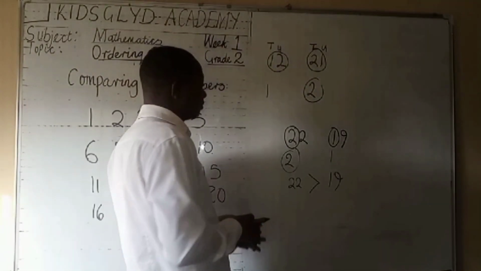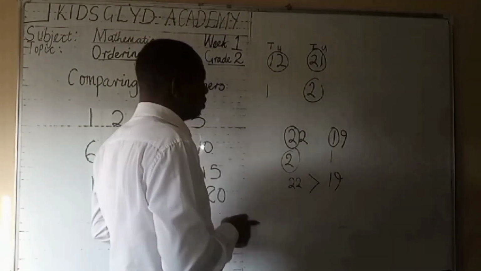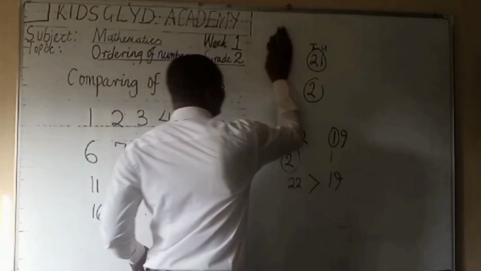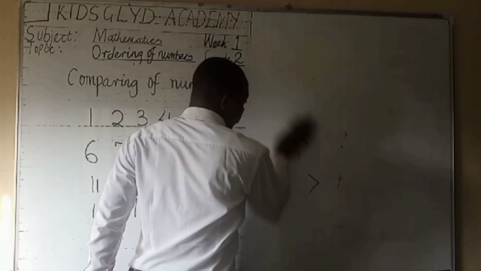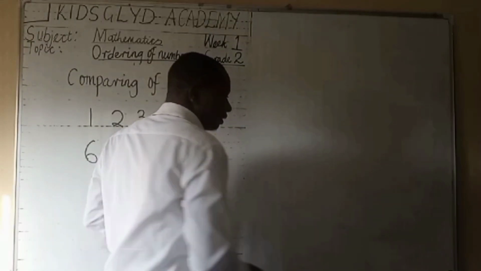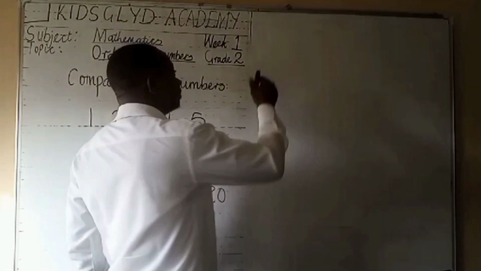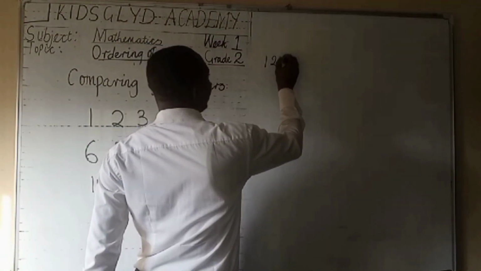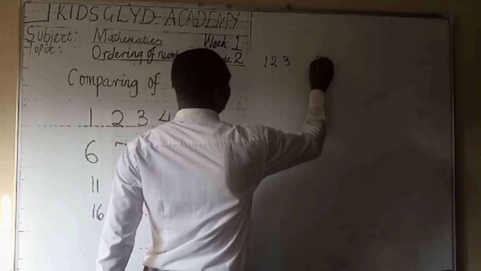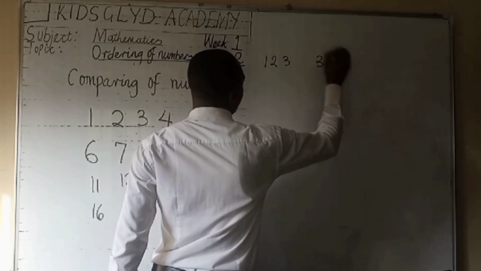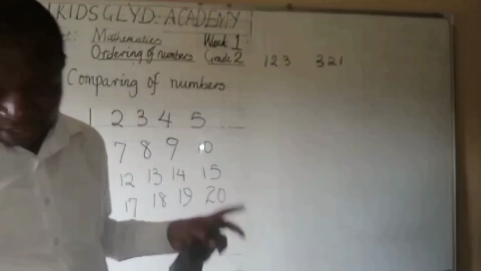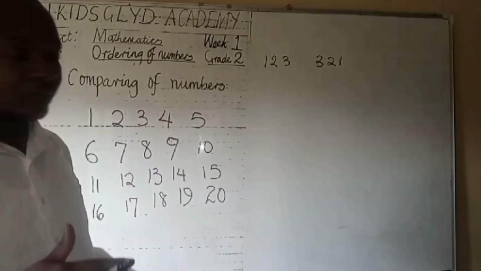Thirdly, we can still use this when we are ordering 3-digit numbers. We have 1, 2, 3, and 3, 2, 1. Same numbers, but we change the place values.